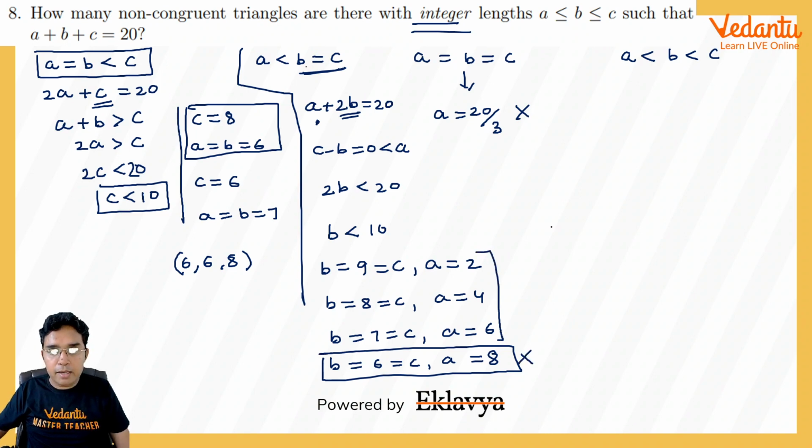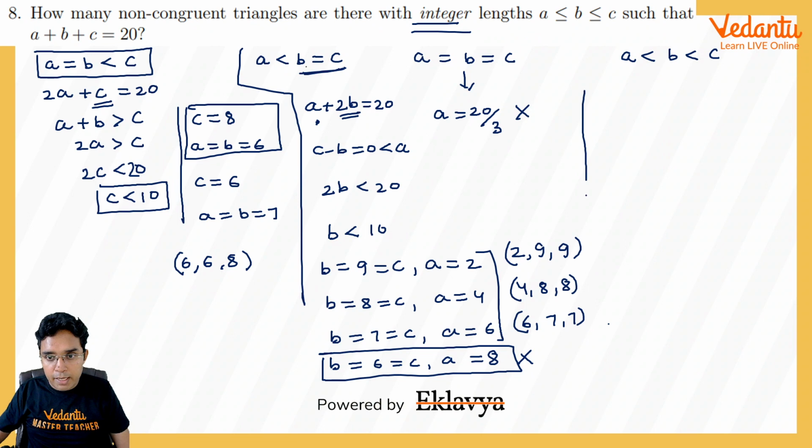So let me write these answers here. Starting with A, B, C, that is one possibility. Then 4, 8, 8, that is another possibility. Then 6, 7, 7, another possibility. So we have got so far 4 possibilities of A, B, C, which will be satisfying the given conditions.